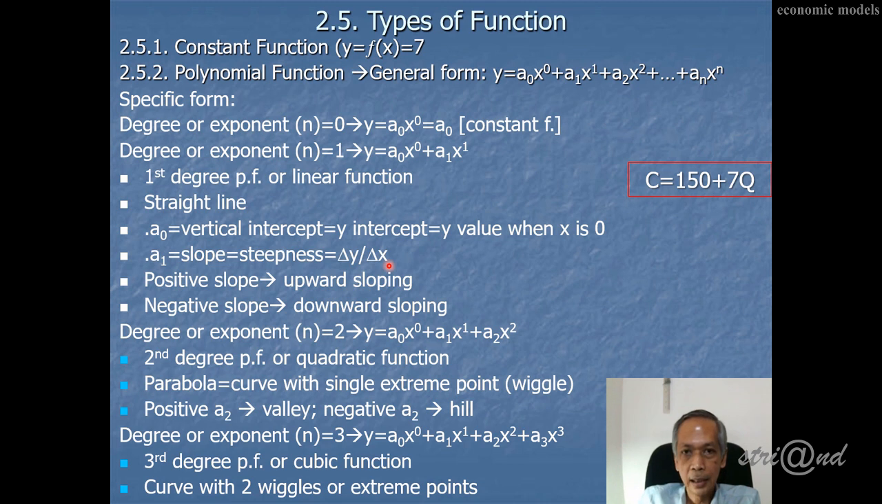This slide is about types of function. There are many types of function. The first function listed here is a constant function. A constant function is a function which is constant. For example, y equals 7. 7 is always 7, so that is why it is called a constant function.